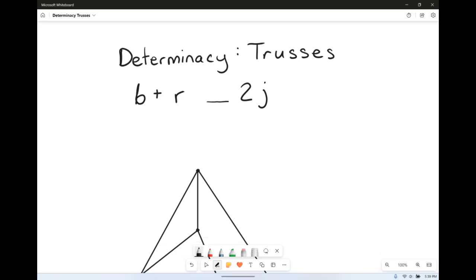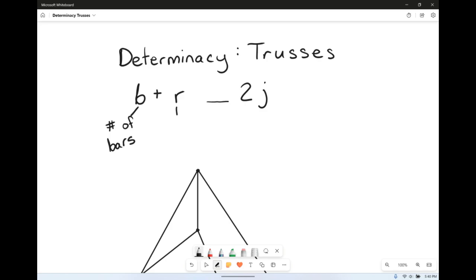This video is going to cover determinacy for trusses. Our equation is just a little bit different than it was before when it was for beams and frames. This time we have an extra variable in there, and it's not 3 times, it's a 2. So B is the number of bars, the number of members now in our truss.